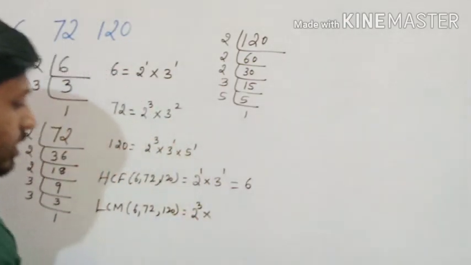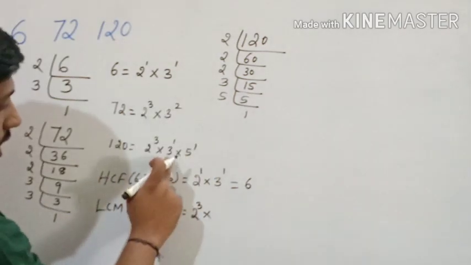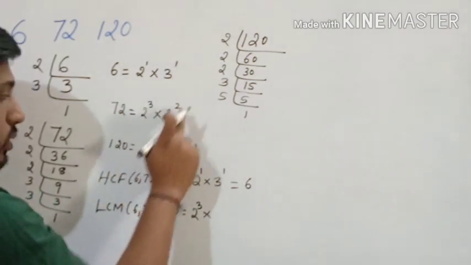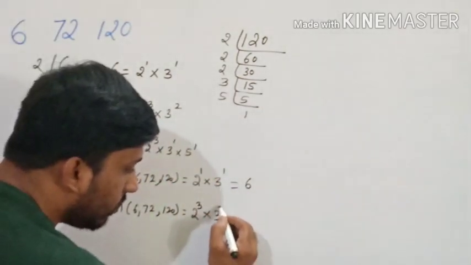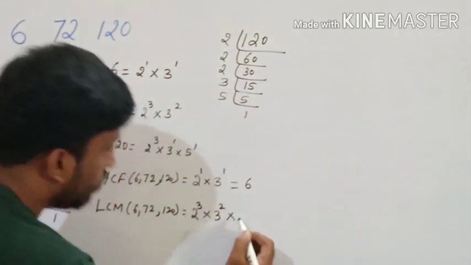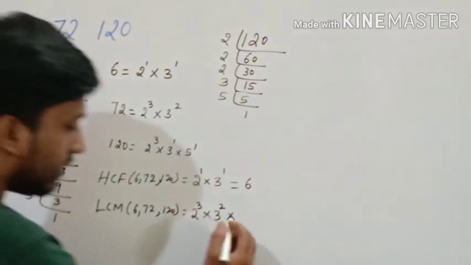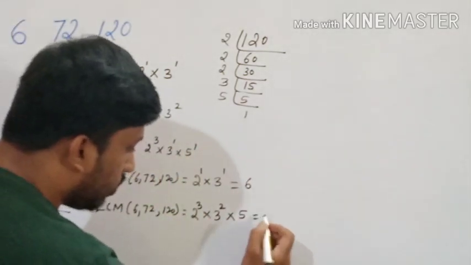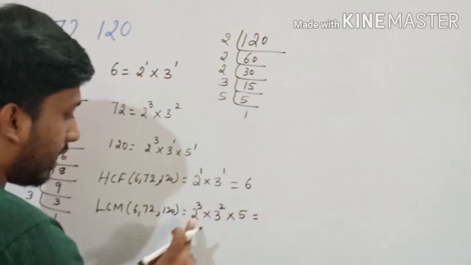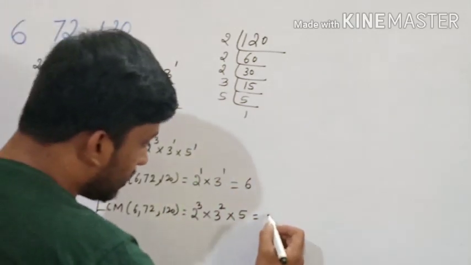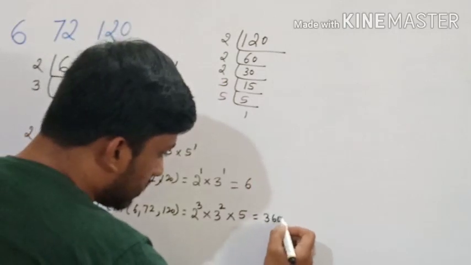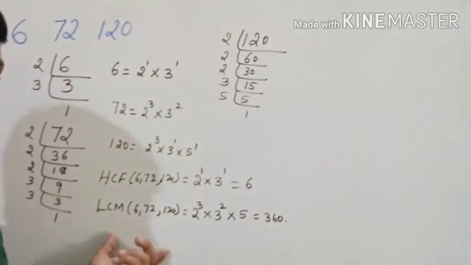So I am going to take into, again 3 is common. Among 3 to the power of 1, 3 square and 3 to the power of 1, 3 square is the larger. So I am going to take that for LCM into the remaining number, that is 5. So 3 3s are 9 and 2 2s are 8, 9 8s are 360. Now we found the LCM.